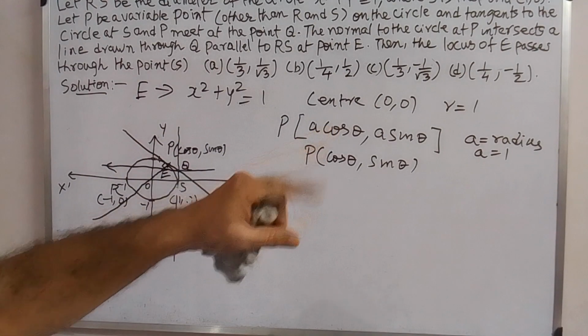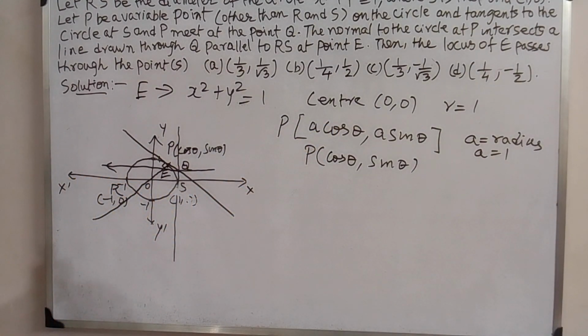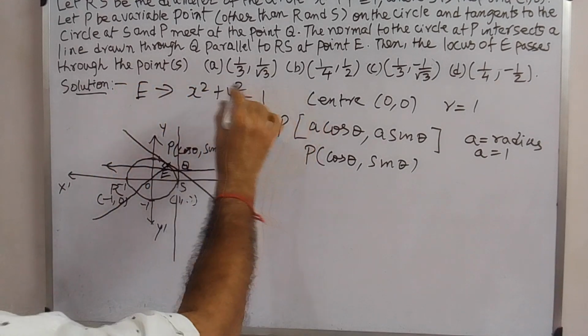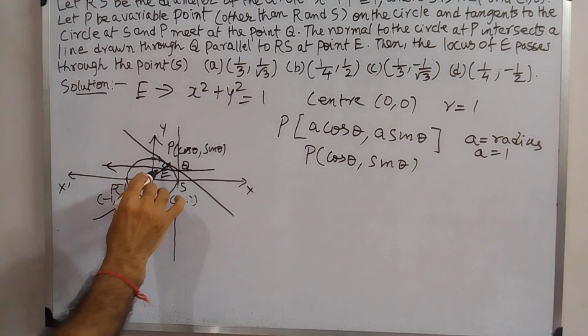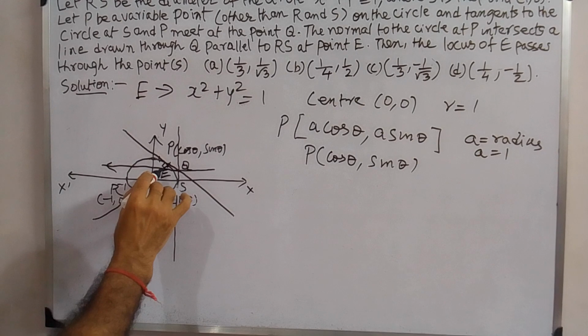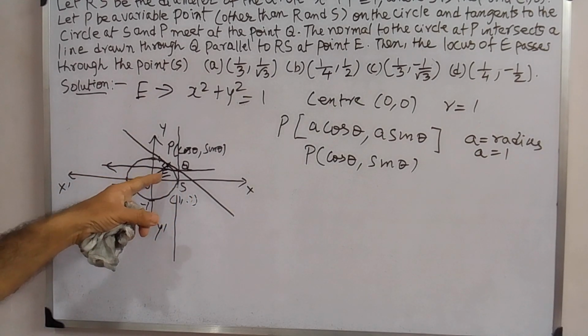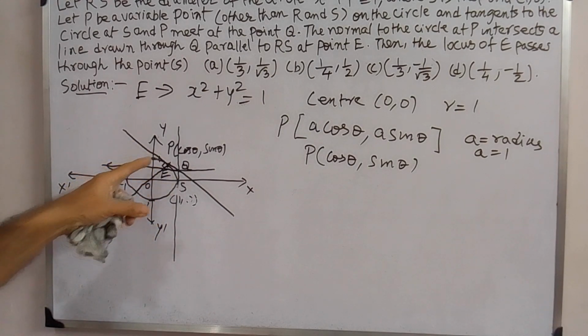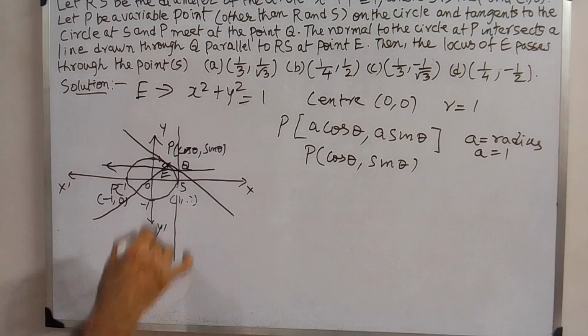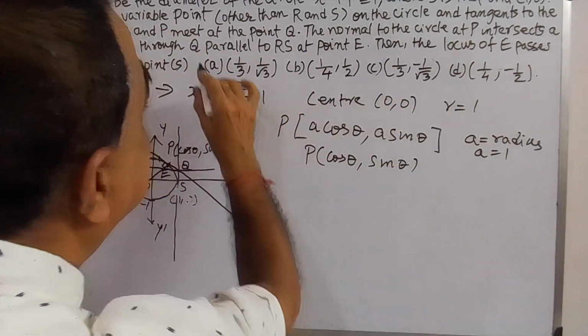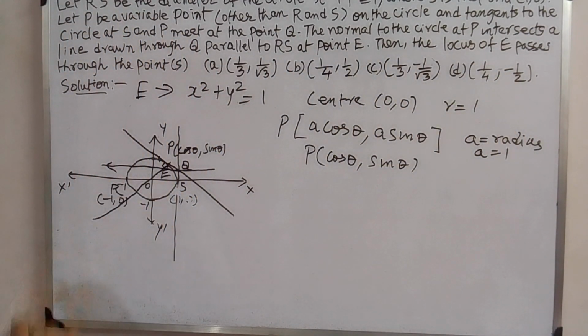Now, what is being told to us, what do we have to find? The locus of E passes through the point or points. So we have to find the locus of the point E, because E may be anywhere, since P is a variable point. So the locus of the point E will be passing through which given points.